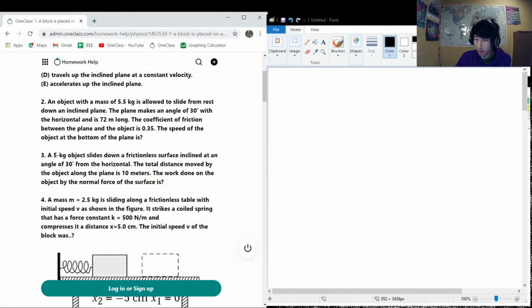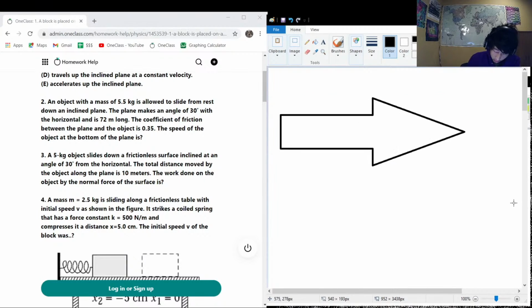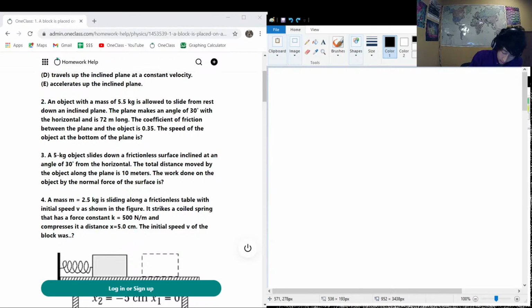A 5 kilogram object slides down a frictionless surface inclined at an angle of 30 degrees from the horizontal. The total distance moved along by the object is 10 meters. What is the work done on the object by the normal force? Okay, so let's draw the situation. And the quick answer is 0. Whoops, that is not a slope. It's not the shape I was looking for. It's this one.